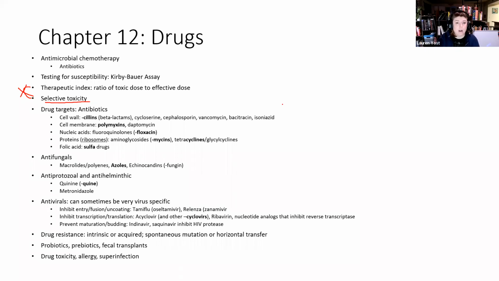Then we have cycloserine, cephalosporin, vancomycin, bacitracin, isoniazid. I would know that they are the cell wall medications. Definitely know that penicillins are cell wall medications and that they're associated with beta-lactam rings, okay?